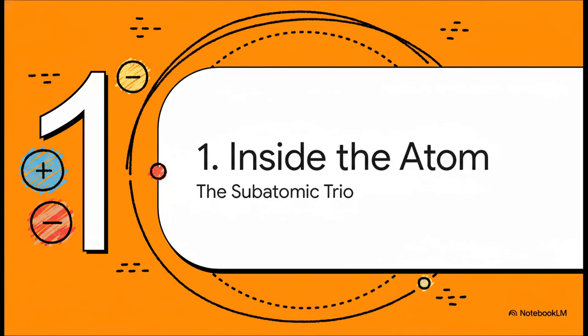Okay, first section. Let's start with the absolute basics. What's an atom actually made of? Well, it's not just one thing. It's actually a team of three incredibly tiny particles. We call them the subatomic trio.